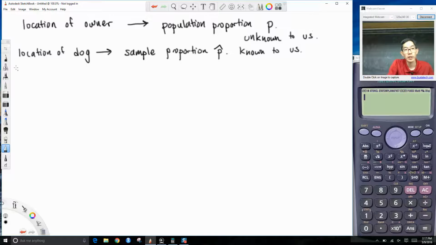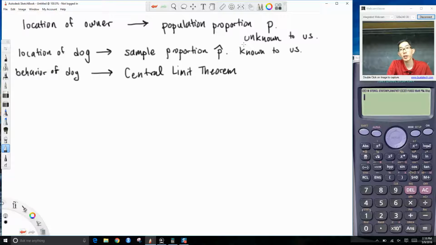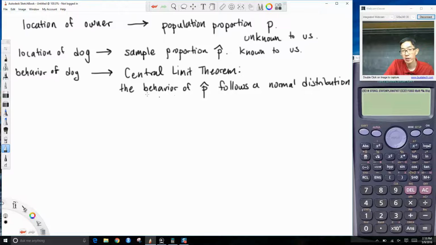Okay. And the behavior of the dog on the leash is essentially the central limit theorem, which states that the behavior of p hat follows a normal distribution with a mean of p, meaning that most of the time p hat is close to p, okay?